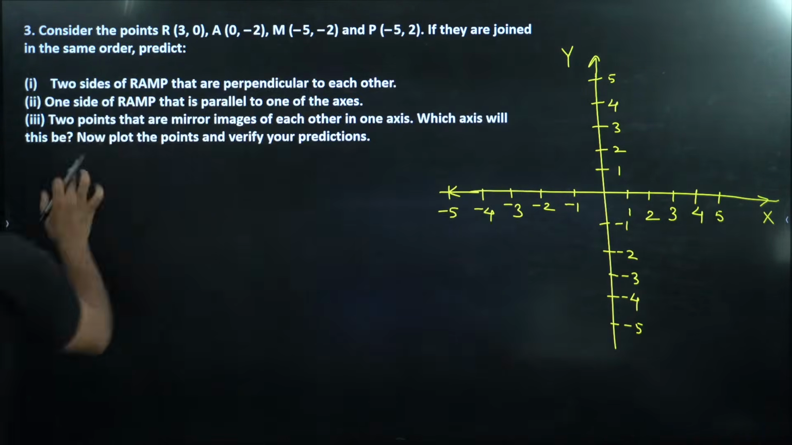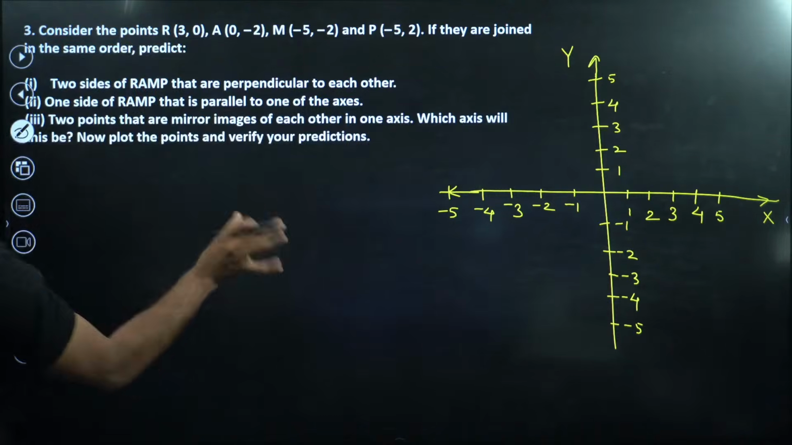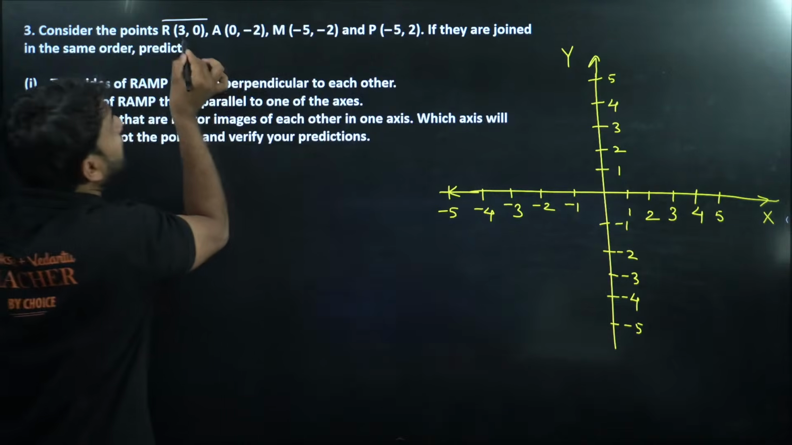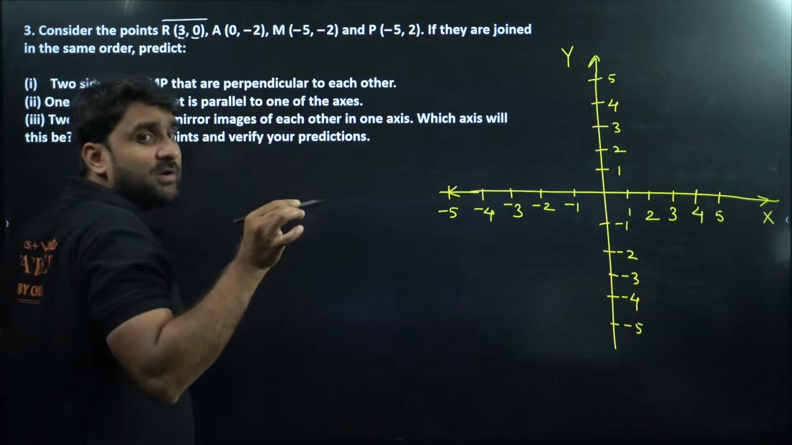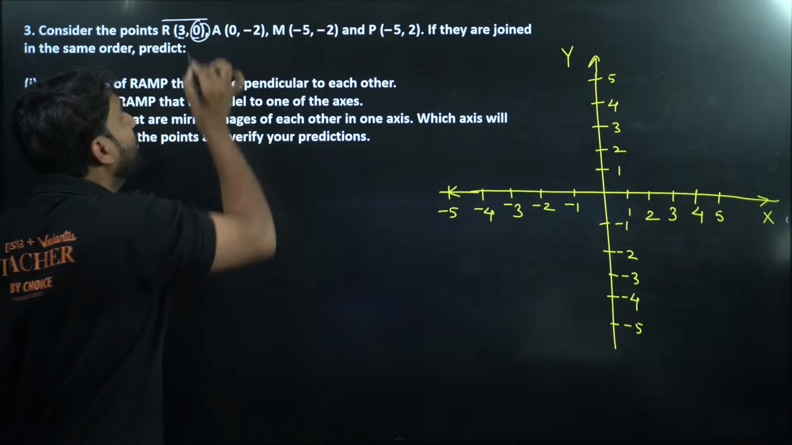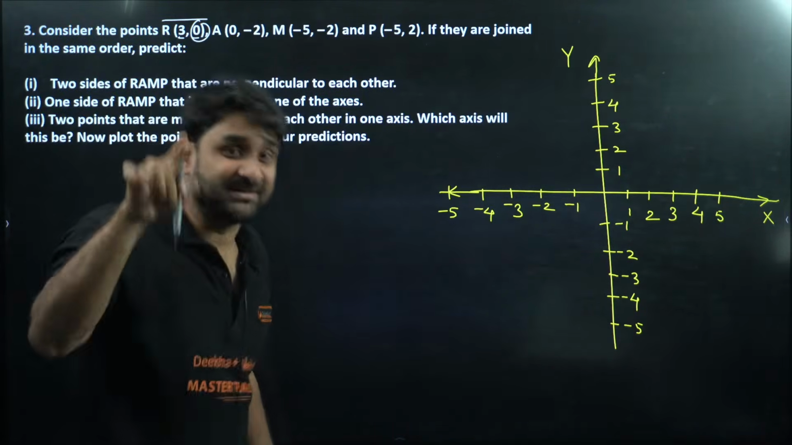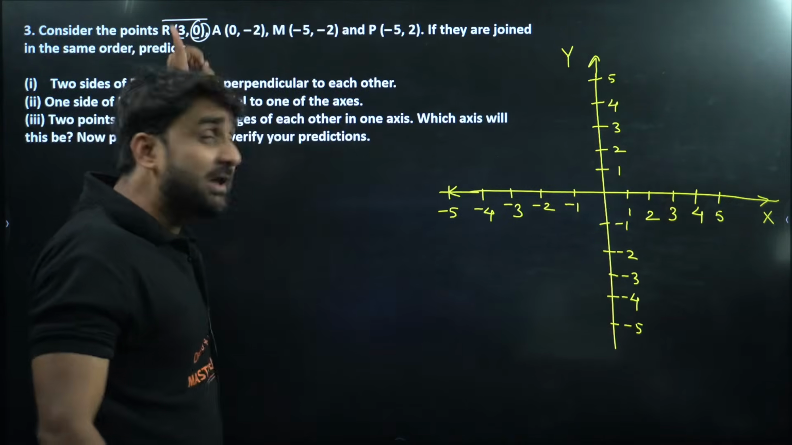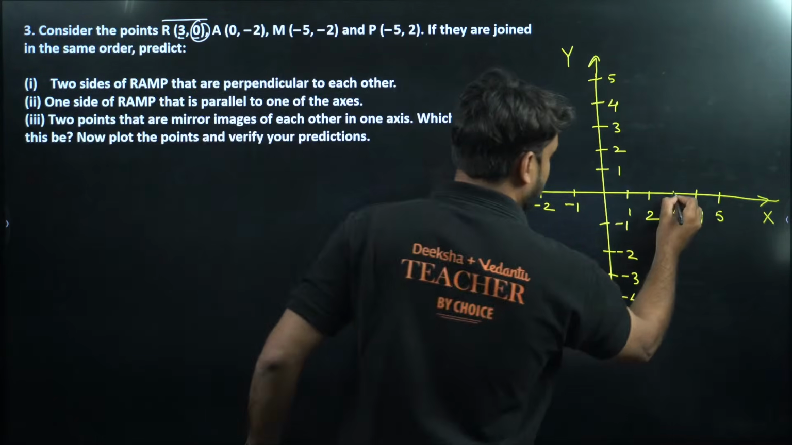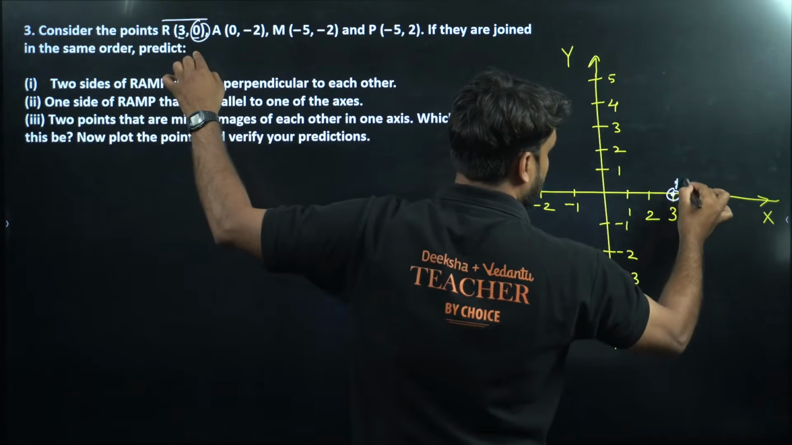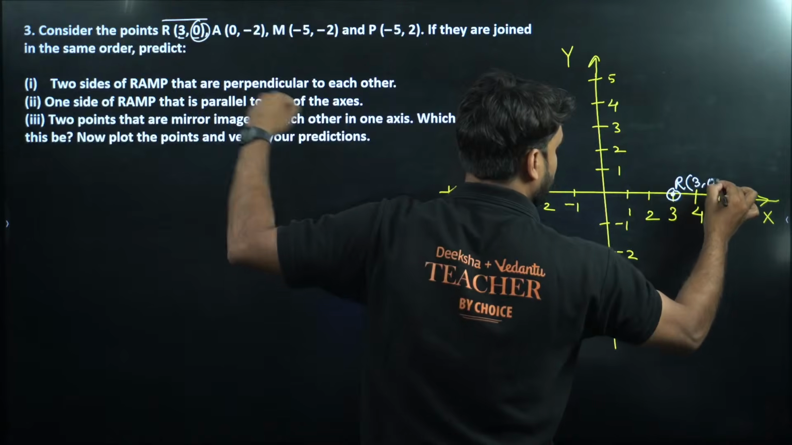Now let's draw the coordinates. Let's show these coordinates on the graph. So the first point is R, (3, 0). So x coordinate is 3 and y coordinate is 0. If the y coordinate is 0, it indicates that the point will lie on the x-axis. Why? Because the y coordinate is 0. So the point will be here. Can we write it down? R is (3, 0).